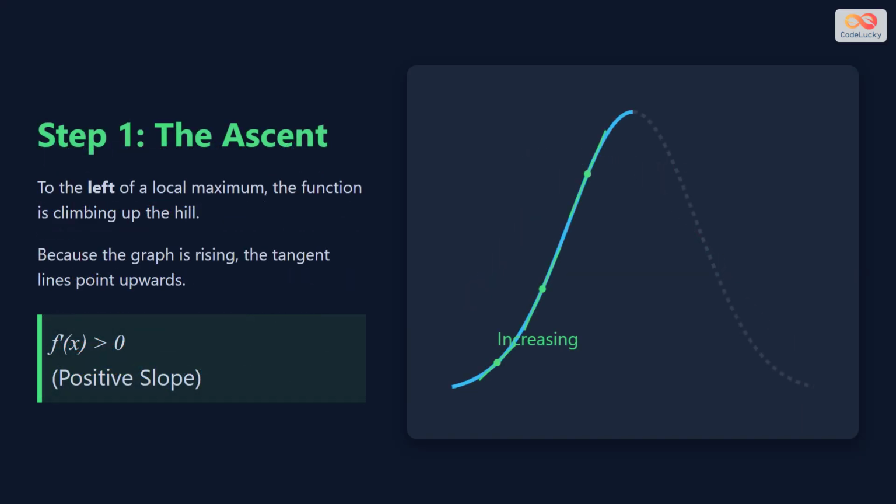Let us break down the behavior of a hill. As you approach the peak from the left side, you are climbing up. In calculus terms, the function is increasing. This means the tangent lines are pointing upwards, and the derivative, f prime of x, is positive.